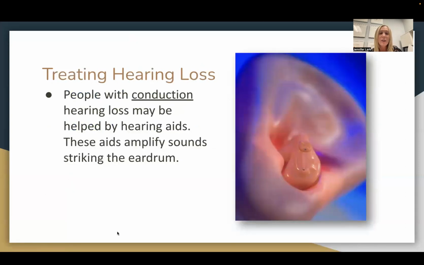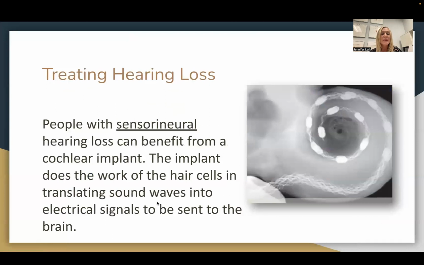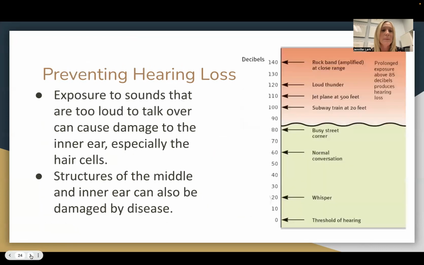People with conduction hearing loss can be helped with hearing aids because they amplify the sounds striking the eardrum and keep the sound wave moving into the cochlea where it can then be further processed. But people with sensory neural hearing loss can benefit from a cochlear implant, and that implant then does the work of the hair cells in translating sound waves into electrical signals to be sent to the brain. So just know the difference between those two types of hearing loss and how we would treat them differently to make sure that auditory processing can happen.